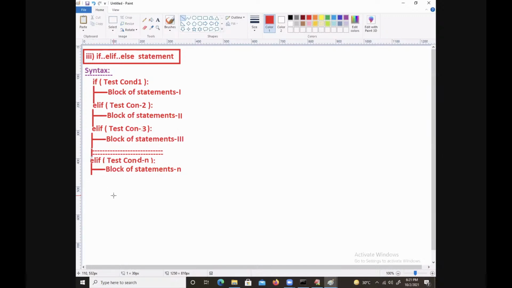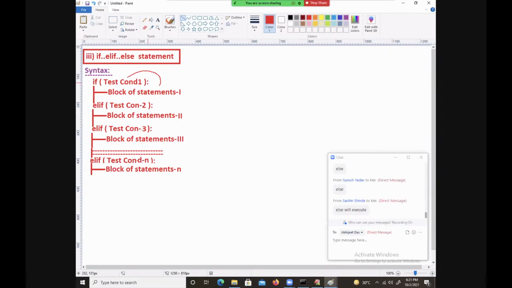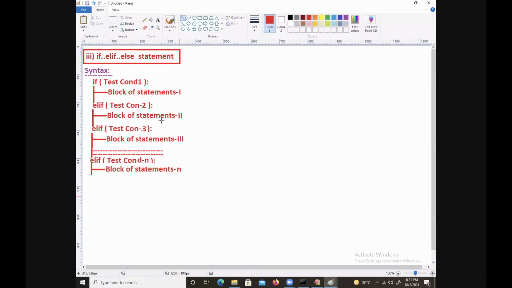Come on, back to the point. All of you, start the flow. Test condition 1 is satisfied. Let us look at condition 1. Execute the block of statements 1. Obviously, the rest will become false. And then execute other statements in the program. I will come to that. Other statements in the program.